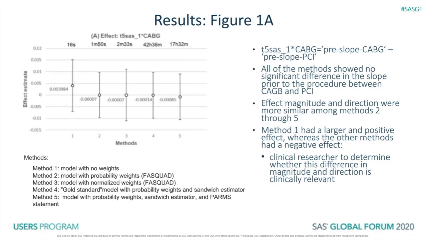However, we can see that methods 2 through 5 have more similar estimates compared to method 1, which did not use any probability weight. Also, it's interesting that method 1 has a different size of the effect, but also the sign of the effect is different. This one is positive and the rest is negative. So it would be up to the clinical researcher to determine whether this difference in magnitude and also in direction is clinically relevant.